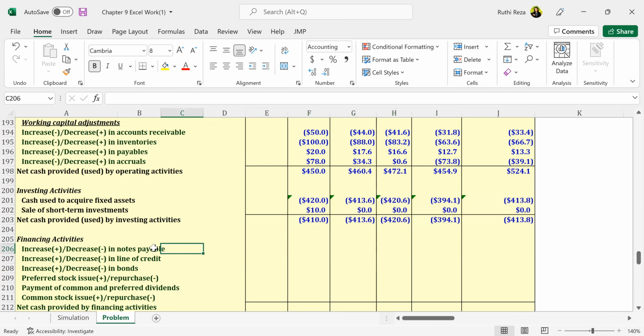And then if your debt accounts or your common equity or preferred stock accounts increase, that means you are getting additional finance. If they reduce, that means you are paying money. The same way, if you pay dividend, that means it should reduce your financing cash flows.